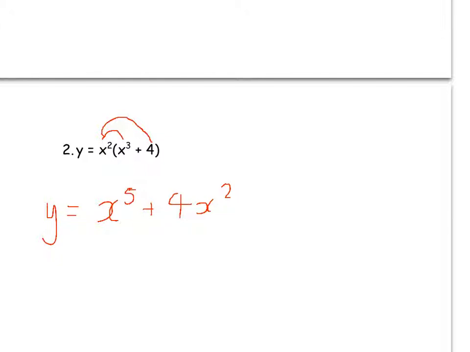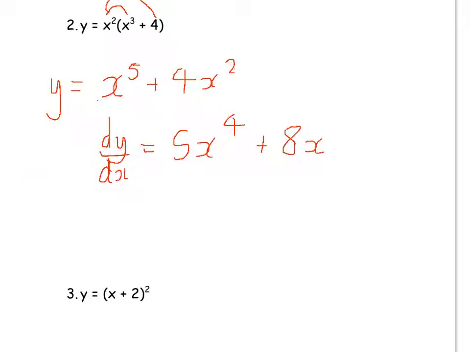So now we can use that to find dy by dx. So times by the power and then subtract 1 off. So 5 times the 1, there's a 1 in front of here. So it's 5x, 5 take away 1 is 4. So let's do the other one. So 2 times 4 is 8. Subtract 1 off the power, that becomes 1. I don't need to write that 1 in.